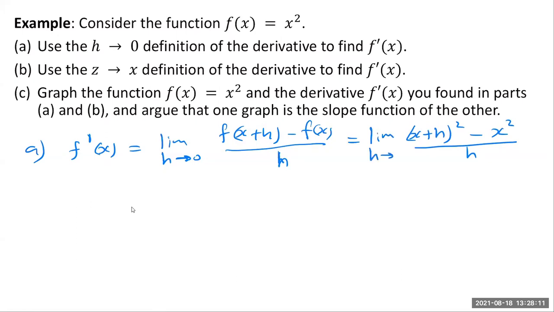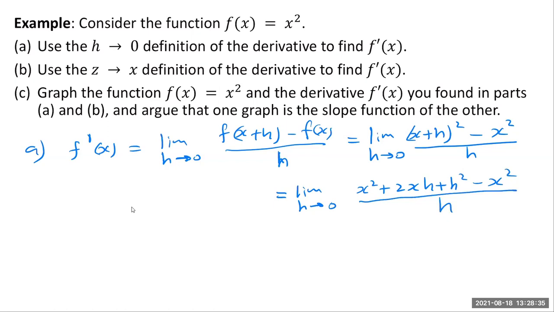Limit as h goes to 0. Okay. Now let's clean this up a little bit. Let's clean up the top. Then you get this is equal to limit as h goes to 0, (x plus h) squared is x squared plus 2xh plus h squared, minus x squared, divided by h. Now, as you can see, the x squared terms cancel. We cancel them. What do you get in the top?